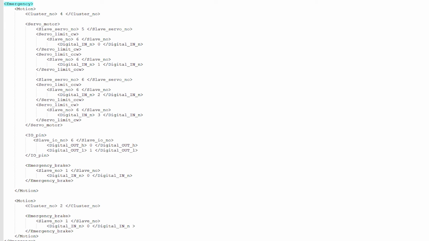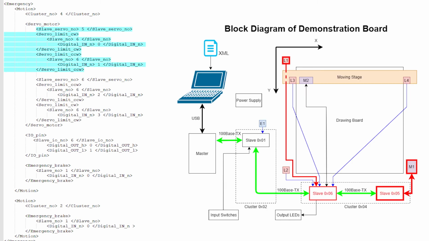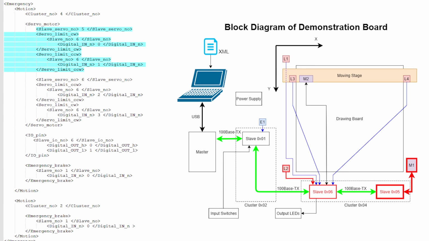In the next section of the XML file, it describes the emergency details of the system. First, we have described the emergency details of cluster 4. Under the servo motor tag, we have given the details of the limit switches related to them. First, motor M1 is connected to slave number 5, and M1's clockwise limit switch is connected to input pin 0 of slave 6 and it is triggered on the negative edge. Then the counterclockwise limit switch is also connected to slave 6 input pin 1.